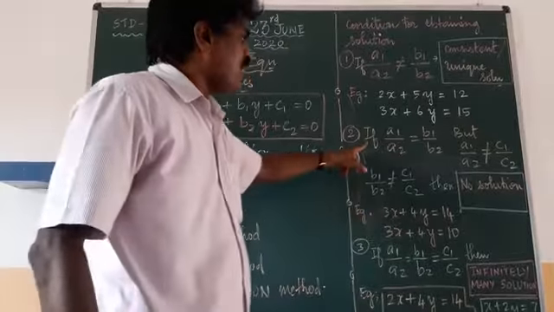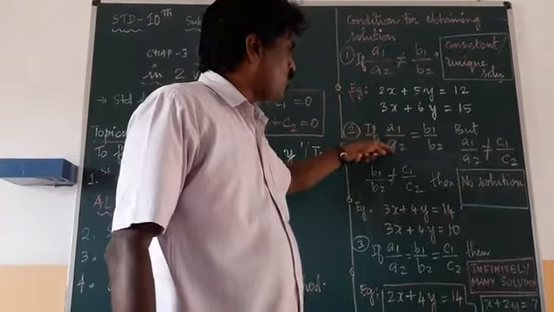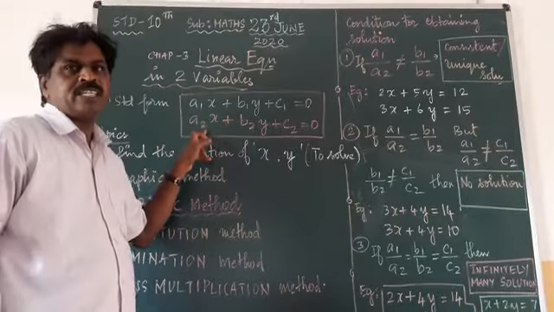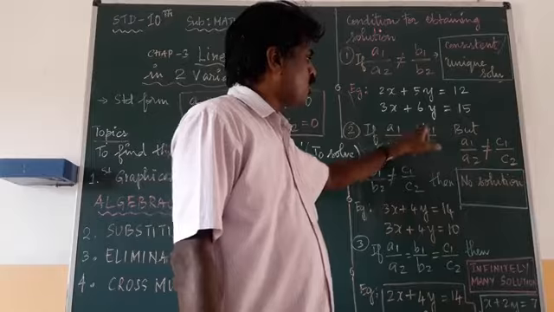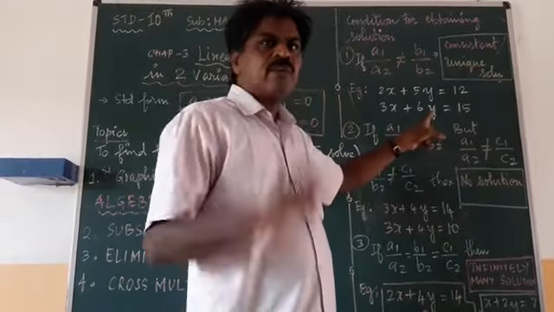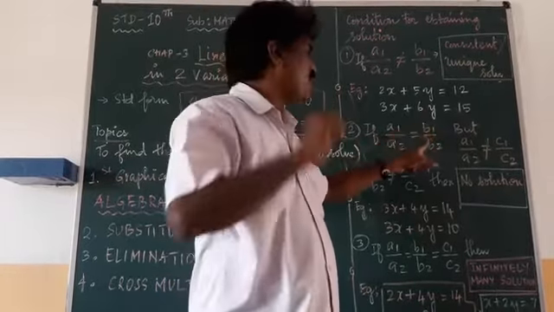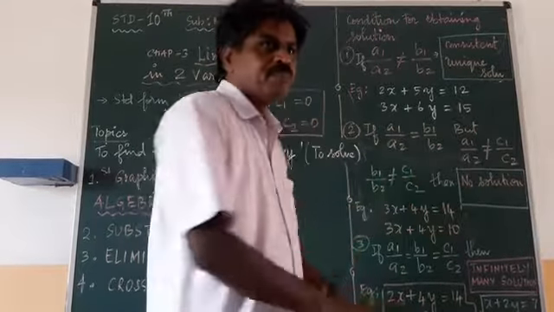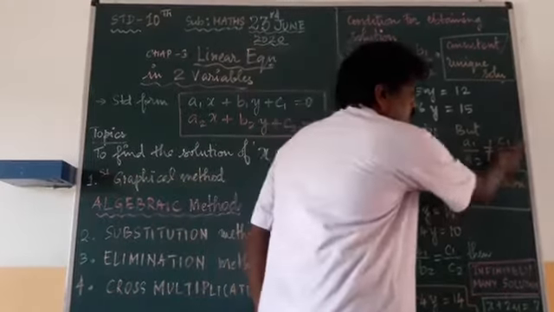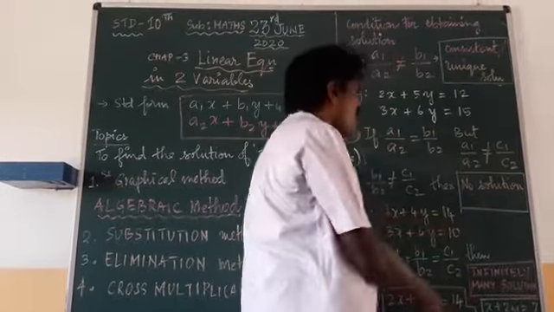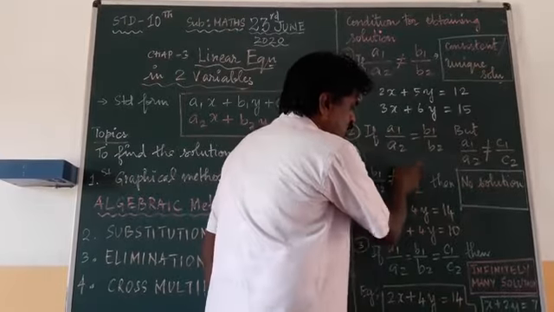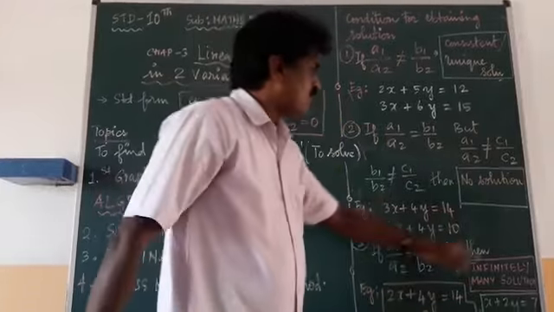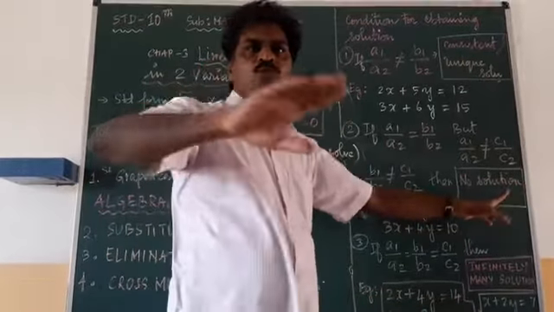Second condition: if a1 upon a2, a1 is what? Coefficient of the x variable upon the coefficient of the second equation x variable. a1 upon a2 is equal to b1 upon b2, the coefficient of the y variable of the first equation over the coefficient of the y variable of the second equation. This ratio is equal, but it is not equal to the constant coefficient ratio, c1 upon c2. If that is the situation, it means no solution, you will never get x, y value.